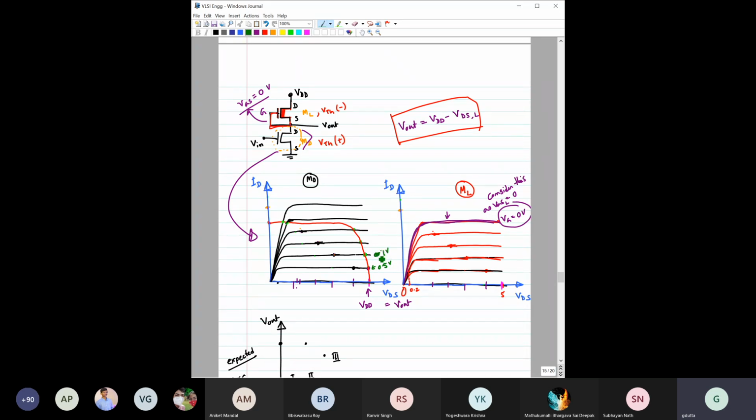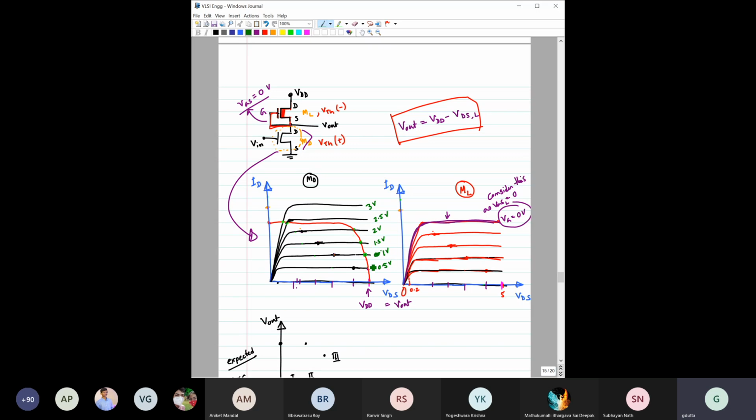Okay, 1 volt, right? Then the intersection is this. Then you see 1.5 volt is this. Then you see 2 volt it is. Then you see 2.5 volt, right? This is say 3 volt. And say you can have still a few more lines on top of this, right?